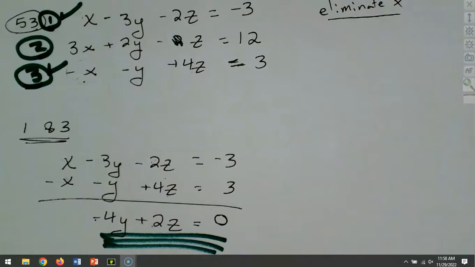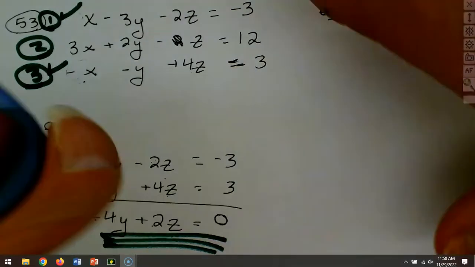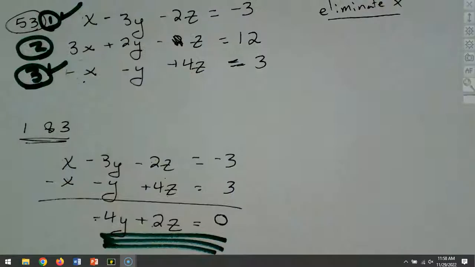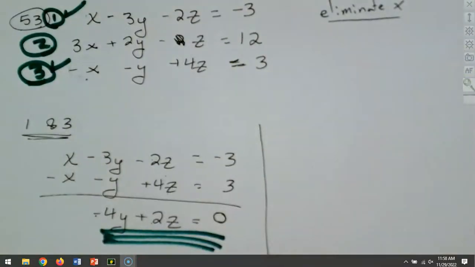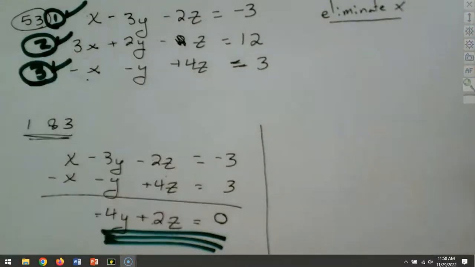Now, which equations have we used? 1 and 3. What equation do we have to use? 2. Now, we have choices. We can either use 1 and 2 or 2 and 3. It doesn't really matter. They're about the same. So, let's do 1 and 2. Doesn't matter which ones we use, but we have to use equation 2 somewhere. So, I'm just going to use 1 and 2.